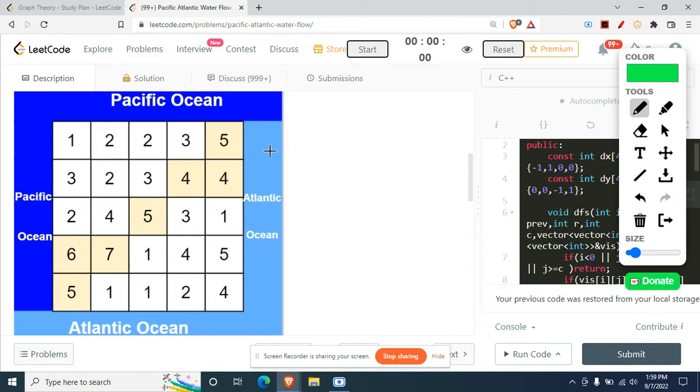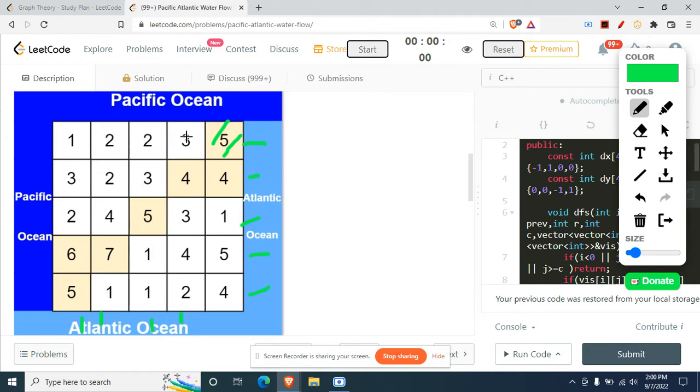fill all the cells with Atlantic water, from the bottom. What do I mean by that? This is the ocean, right? From here, water will come, and it will try to fill all the cells it can reach at max. So what do we see? We see 5. Okay, 5 is filled with Atlantic water.